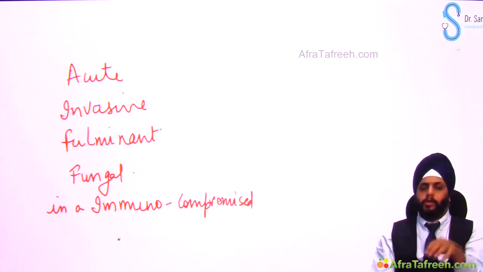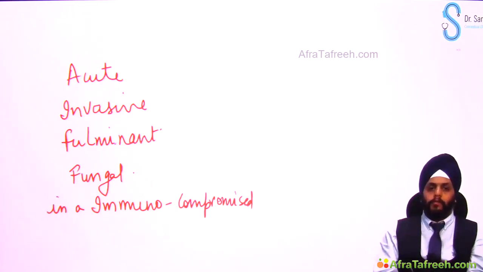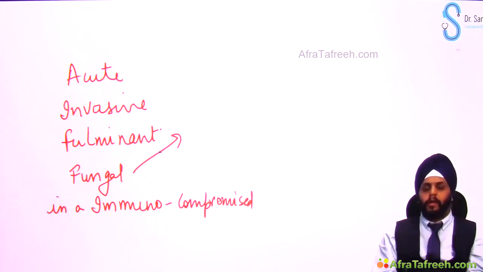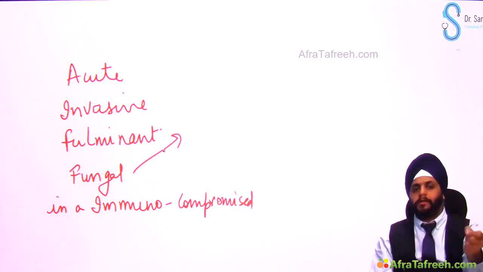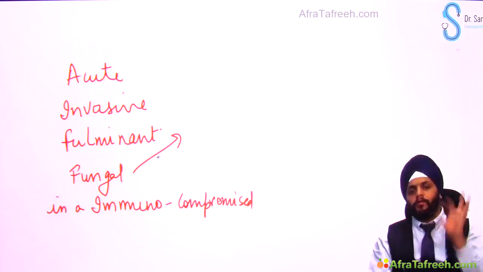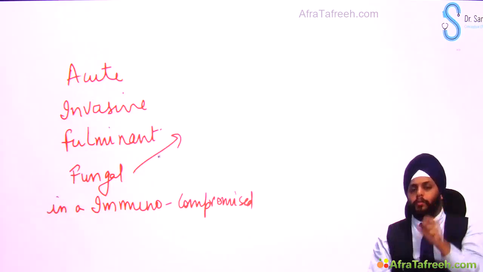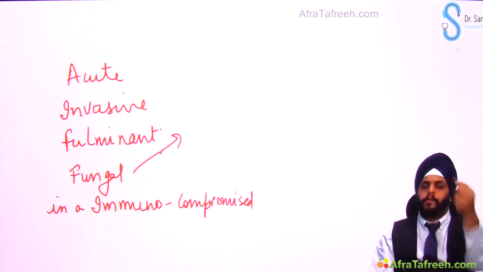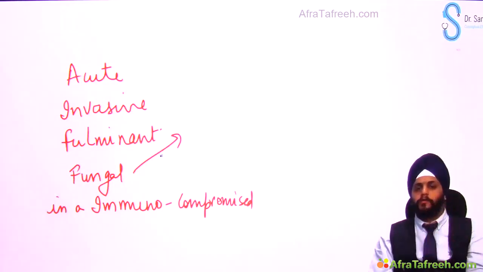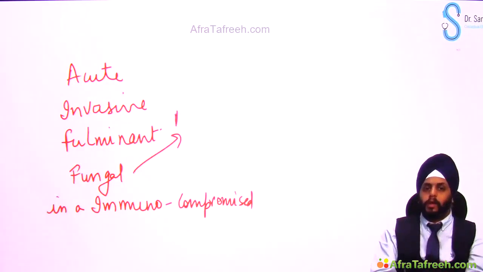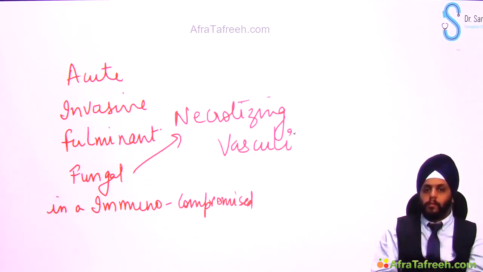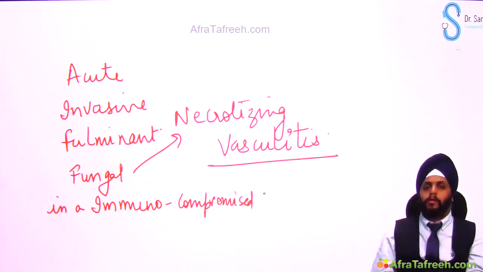When this fungus goes inside the blood vessel, there is thrombus formation. Remember, the blood recognizes the fungus as a foreign object and it will form a thrombus around it. So that blood vessel will undergo thrombosis. The area supplied by the blood vessel undergoes ischemia and necrosis. This is known as necrotizing vasculitis.